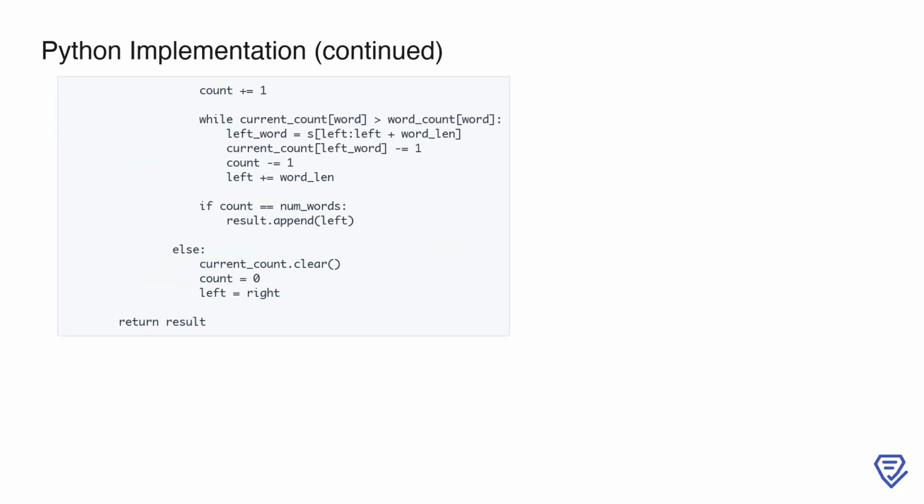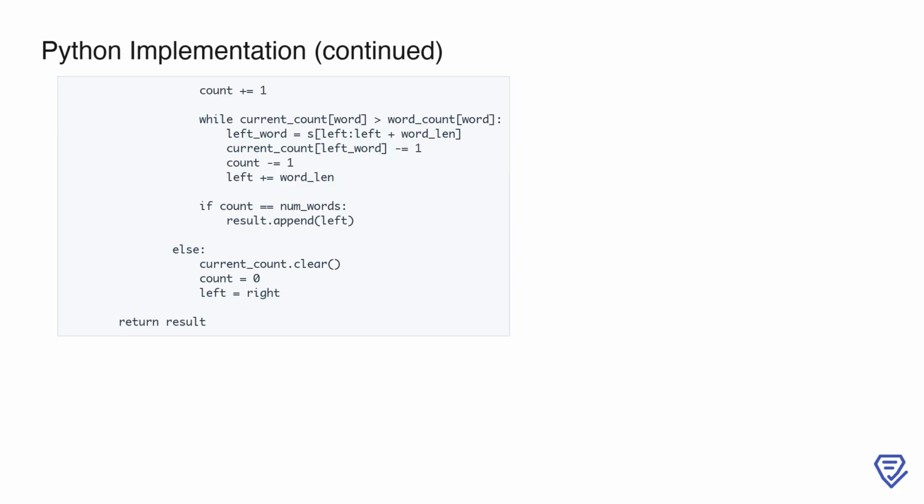At this stage, if the count of the current word in the current_count dictionary exceeds its expected count in word_count, it means our window contains too many occurrences of that word. To fix this, we shrink the window by repeatedly moving the left pointer forward by word_len. During this process, we adjust the count of the word being removed from the window and decrement the overall count of valid words.